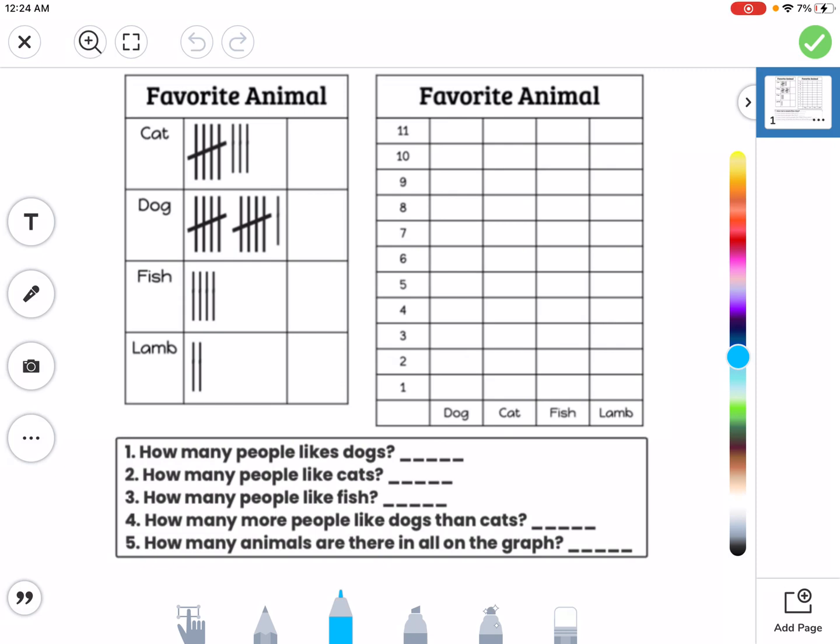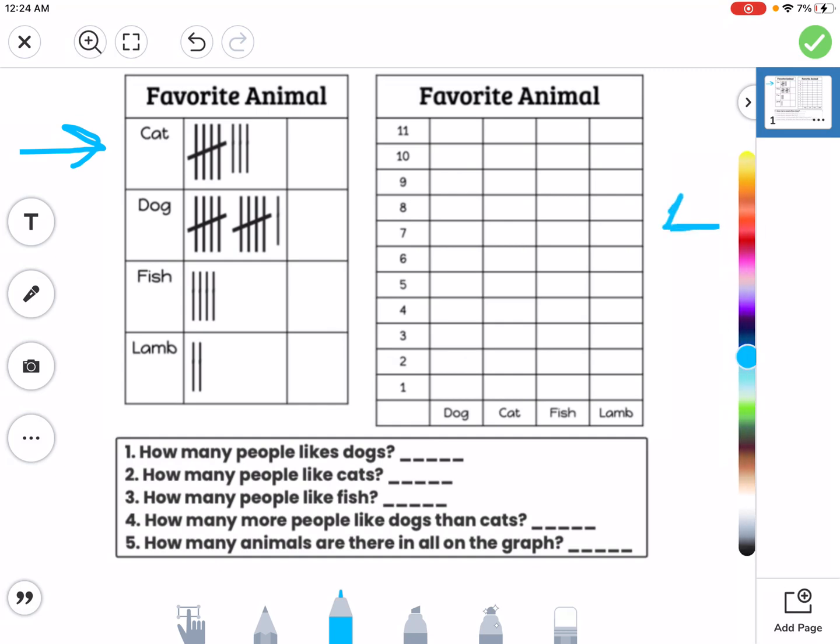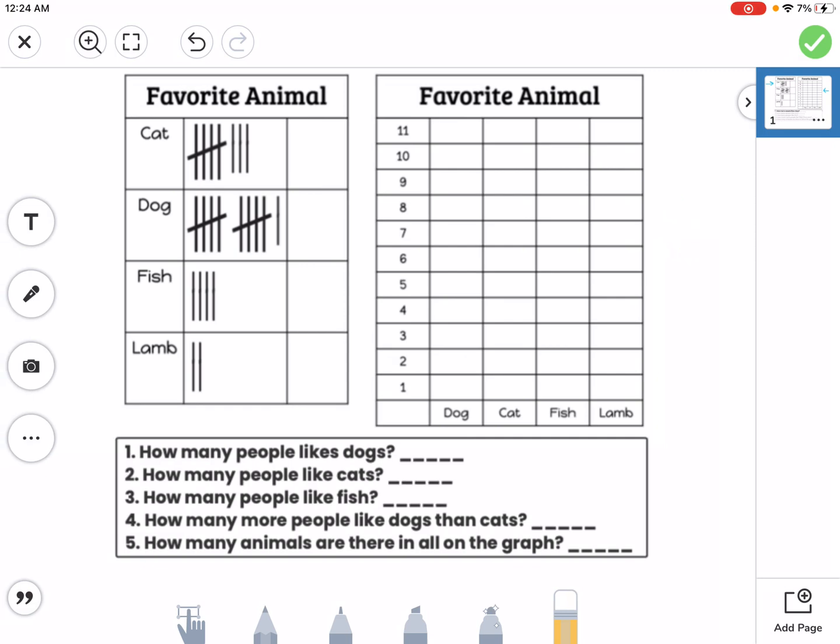We are going to learn how to get information onto a graph, and also how to answer questions when looking at a graph when a graph is complete. Okay? Here we are talking about favorite animals. So right here is our information that we need. Right here is the graph that we are going to fill out, and right here are the questions that we are going to answer. Okay, so we're going to start off with counting how many favorite animals there are.